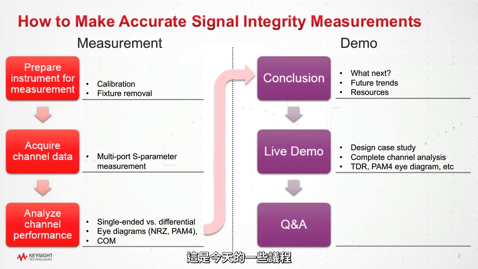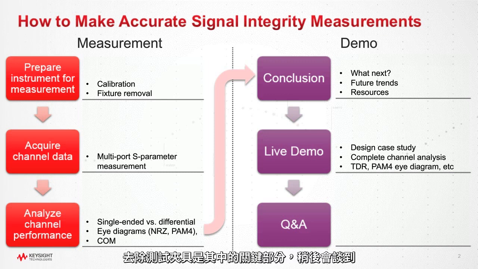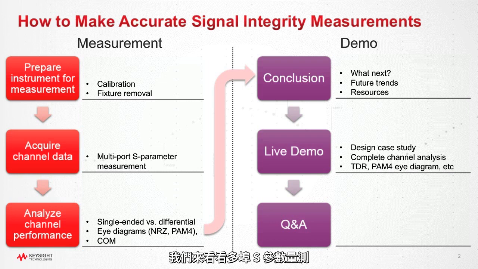So a little bit of the agenda, what we're going to be talking about today. Of course, making the measurement is the most critical part of using a vector network analyzer. But the first thing is talking about how to prepare the instrument for that. We'll go through some calibration techniques. Fixture removal is a critical part of that, so we'll talk about that. Then, of course, acquiring the channel data. And so we'll have to look at multi-port S-parameter measurements and how those are acquired. And then finally, we'll talk about analysis and looking at the channel performance, both single-ended versus differentially, and then some of the common performance parameters surrounding the digital domain, such as eye diagrams, channel operating margin. And then we'll talk about future trends. And if we have time at the end, I'd like to sneak in a little demo, and we'll see how the time goes.